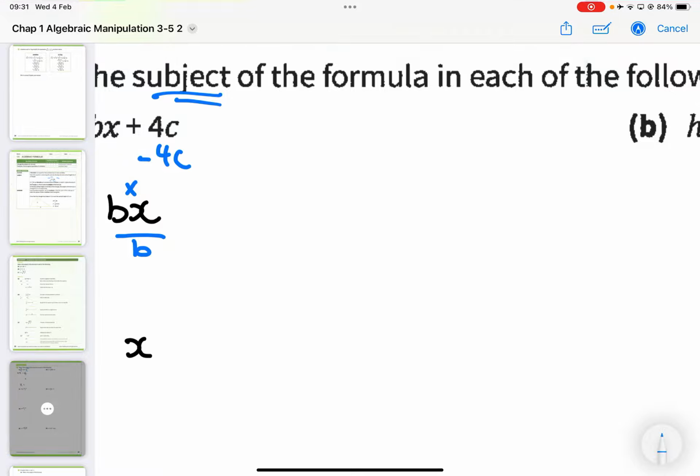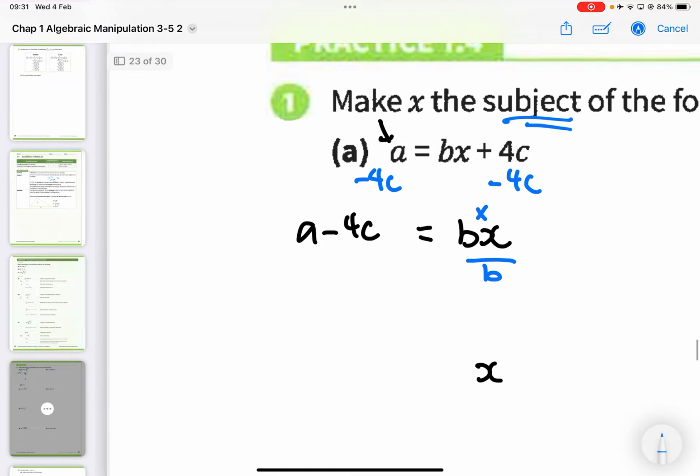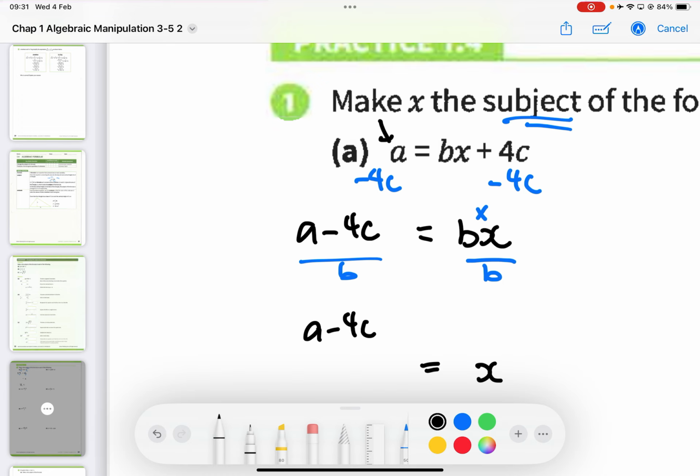If I divide by b, then my b and b can cancel, then I'm left with x. But because this is an equation, the left and the right were the same. If I only divide b, they are no longer the same. So because I want to divide b, my left hand side I must also divide by b. That's why my next step becomes a minus 4c divided by b.